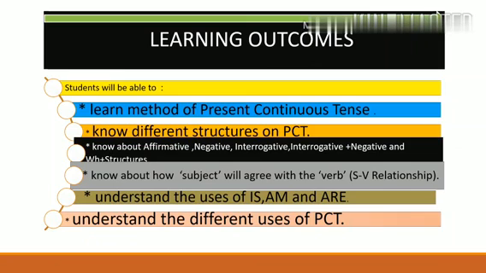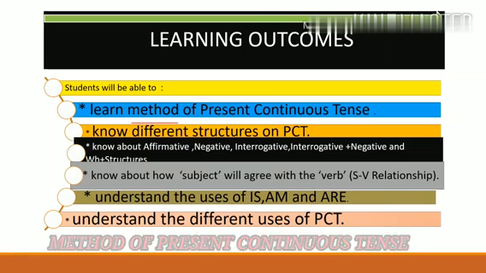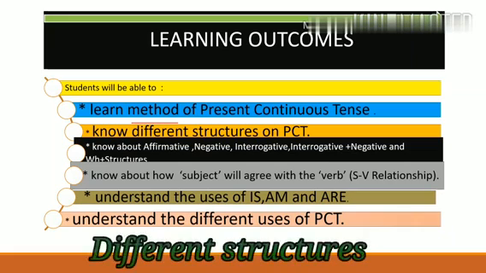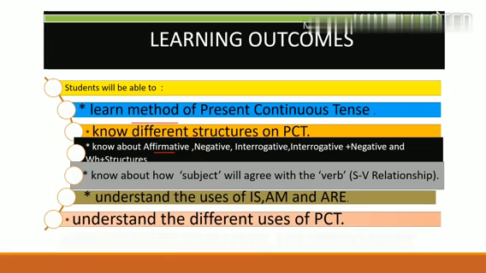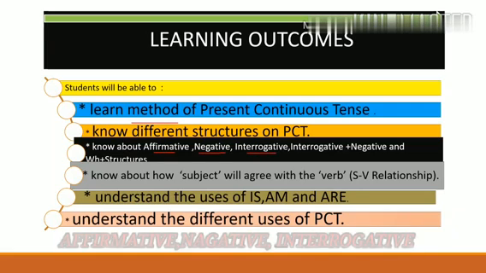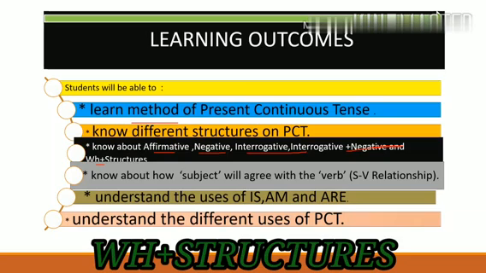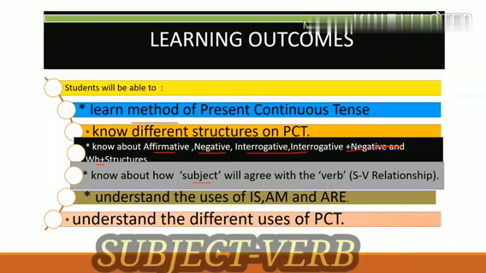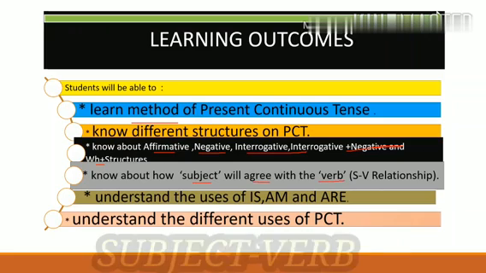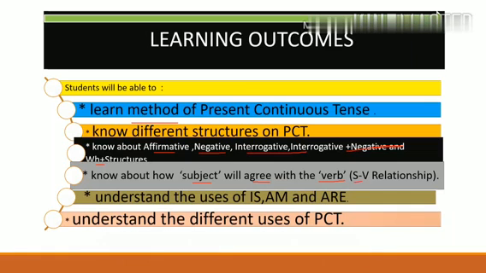Dear students, in today's topic, we are going to learn about the methods of present continuous tense. We will know about the different structures of present continuous tense. We will discuss what is affirmative, what is negative, what is interrogative, what is interrogative plus negative, and we will also discuss the WH forms. Along with this, we will know about how the subject will agree with the verb. That is going to be very important. That is, we will know about the SV relationship.